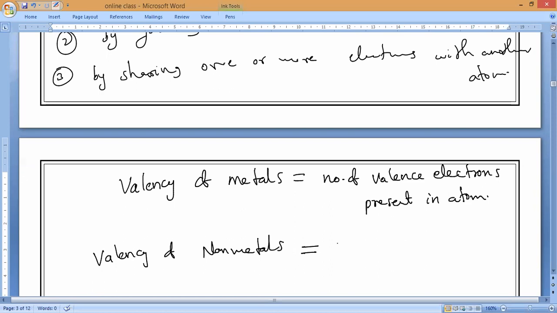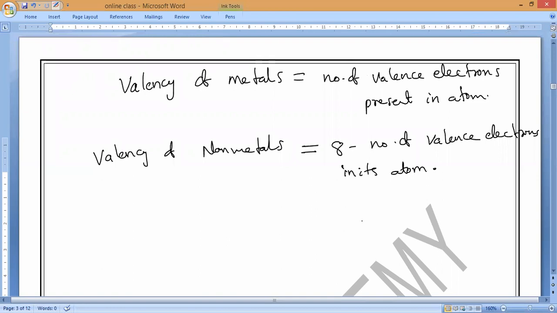8 minus the number of valence electrons in its atom. Is it okay, everybody? That is what it is, remember. So valency of metals, valency of non-metals. Is it okay, everyone?